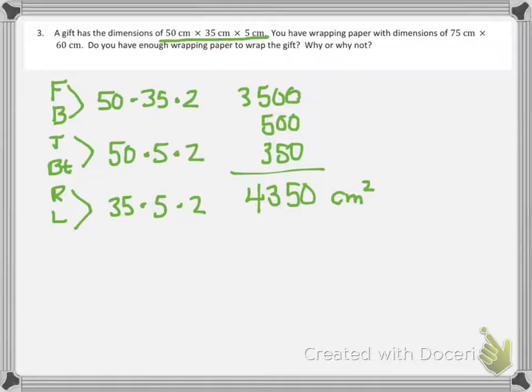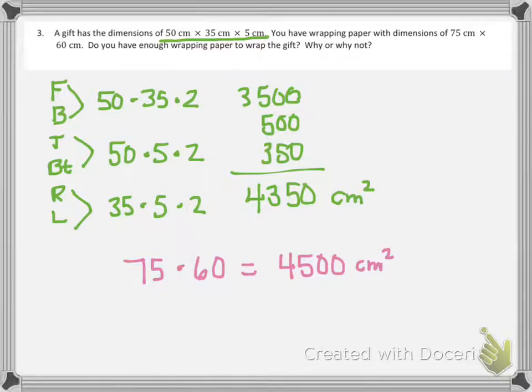Our wrapping paper is given to us in this dimension. It's 75 times 60. So 75 times 60 will be the area of our wrapping paper. 75 times 60 is 4,500 centimeters squared. And that's more than what we need, so yes, there is enough.